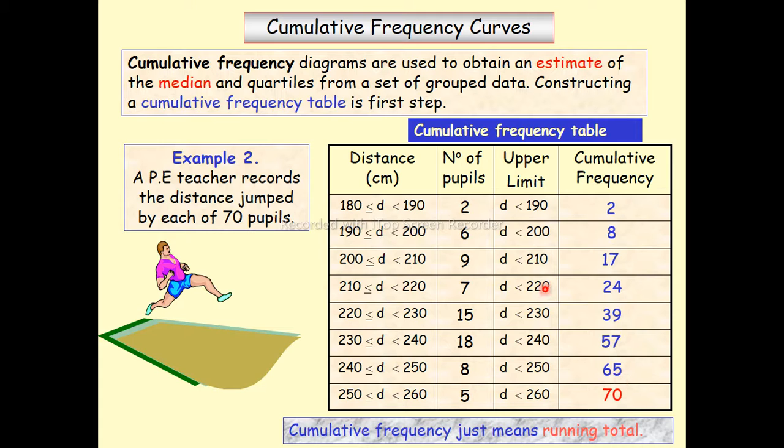So the number of pupils is the frequency here, and the cumulative frequency is this column. And so this is how we create our cumulative frequency, by adding up our frequencies. All right. Any questions on this? Do we understand it?